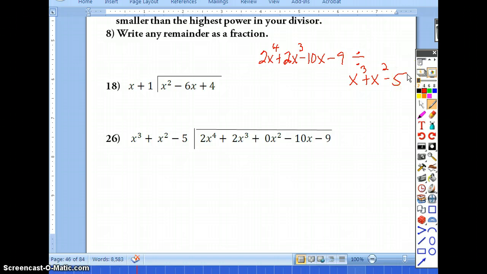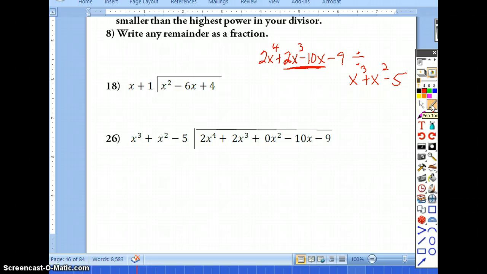Anytime your dividend is missing a term sequentially, like here, we don't have a squared term, you have to account for it in the dividend. Just like when we're doing synthetic substitution, if we don't have a certain term with a power, we have to put in a 0 for that term. It's the same concept. So let's go ahead and work this problem and see what we end up with.